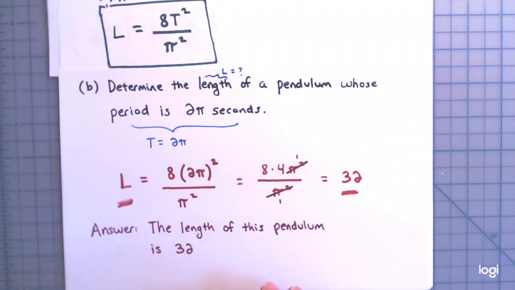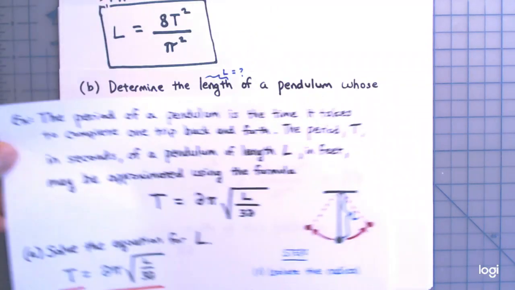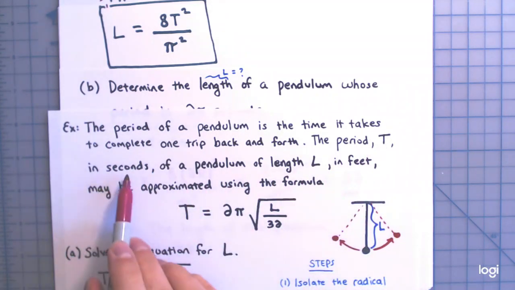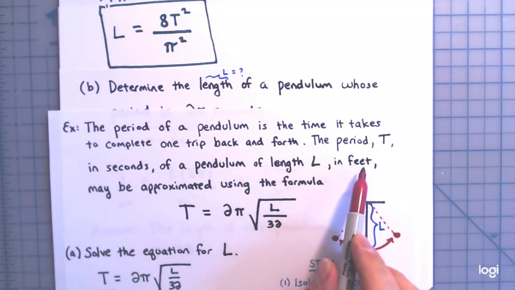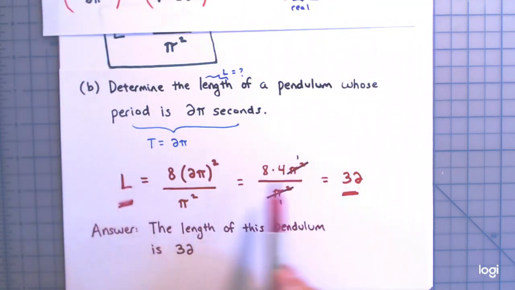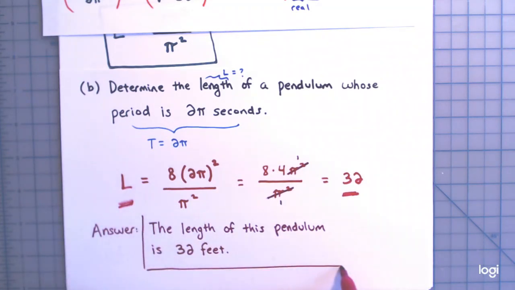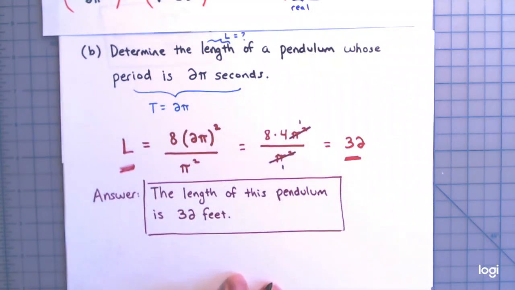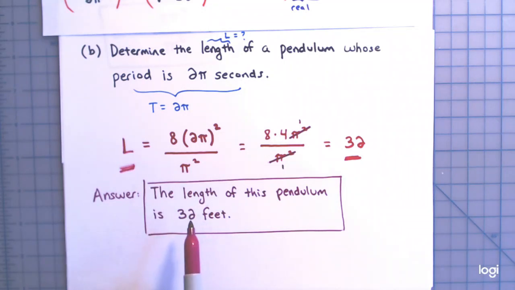If you went back to the wording of the problem in the beginning, remember they told us that period was in seconds, the length was in feet, right? So L represents a length in feet. So L equals 32 means that the length of this pendulum is 32 feet. All right, and I'll put this in a box. Right, this is how I would want to see an answer to this question. Full sentence, complete sentence, and all the numbers that are mentioned have units attached to them so that they have meaning.